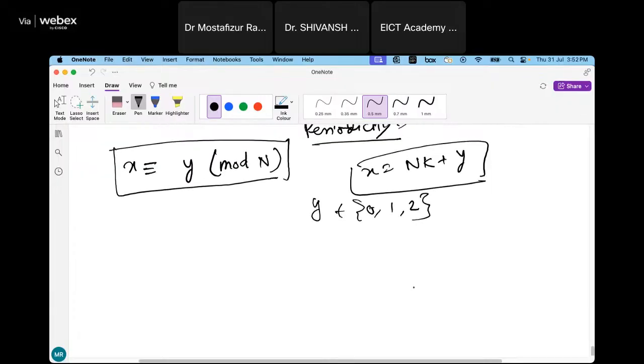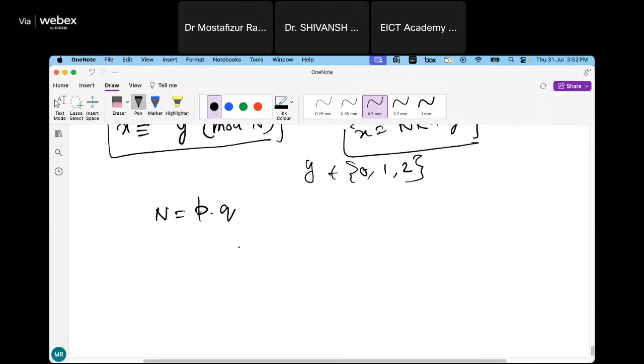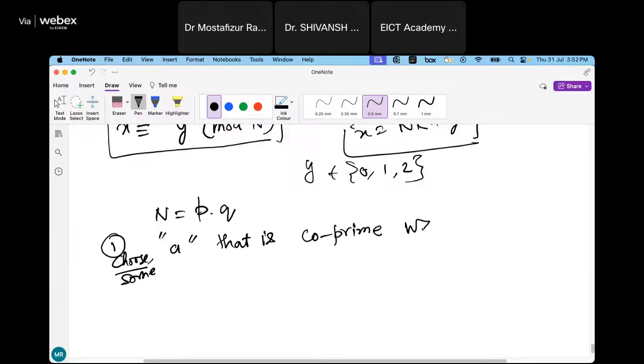So now let's do the Shor algorithmic steps. It will take 2 to 3 minutes. If you have a large cryptographic key N, and N equals p times q, where I don't know p and q, and finding p and q is exponentially hard, what it does is, first step, pick a number A. Choose some A that is co-prime with N. Co-prime with N means there is no common divisor.